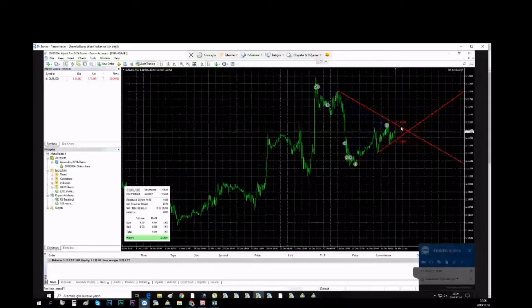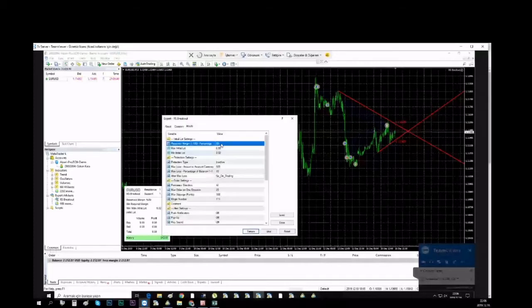As you can see here, resort margin, I'm using 50% of my account right now. It's like $1,106. You can change this in the parameters page, inputs page. For example, if you want to use 10% of your fund, you can just write here 10, okay?